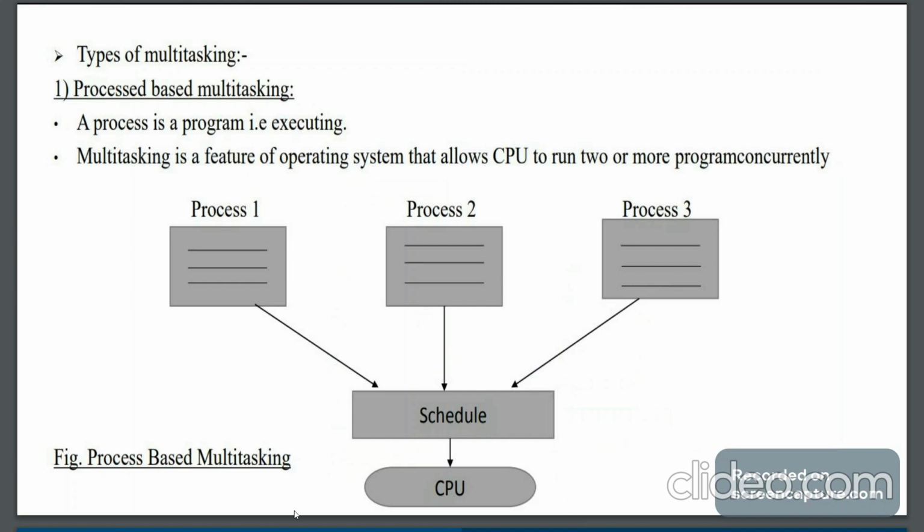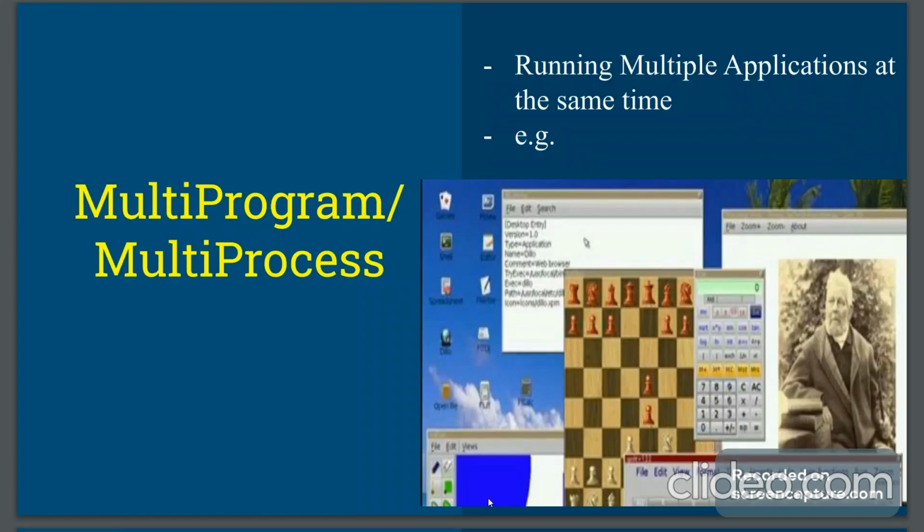It means we can work on the Word file and we can work on the PowerPoint presentation. We can listen to music at the same time. So all these tasks or processes are running on the CPU at the same time. In multiprogramming or multiprocessing, multiple application softwares are running at the same time. You can use a calculator, you are in the Paint window, you are seeing movies, etc.